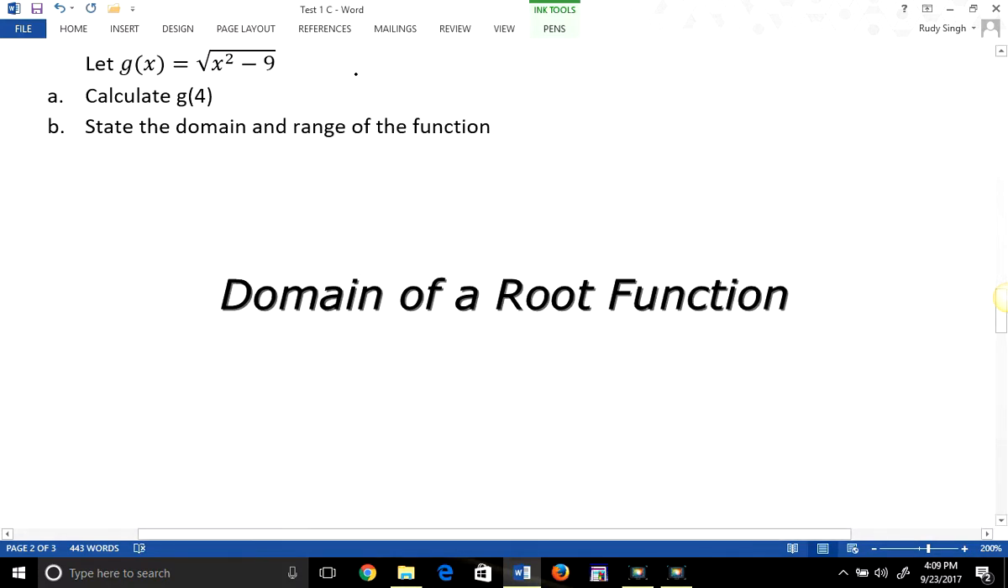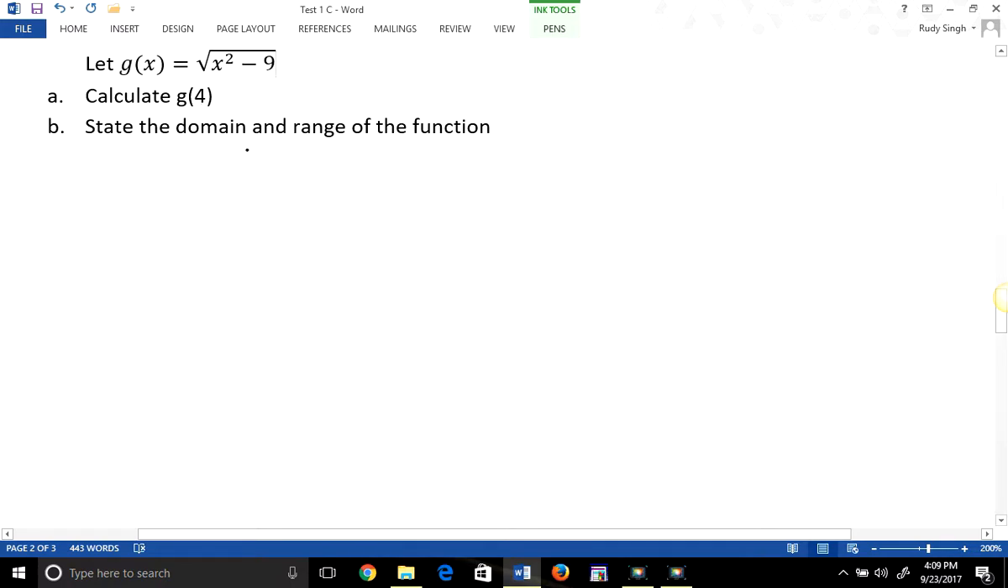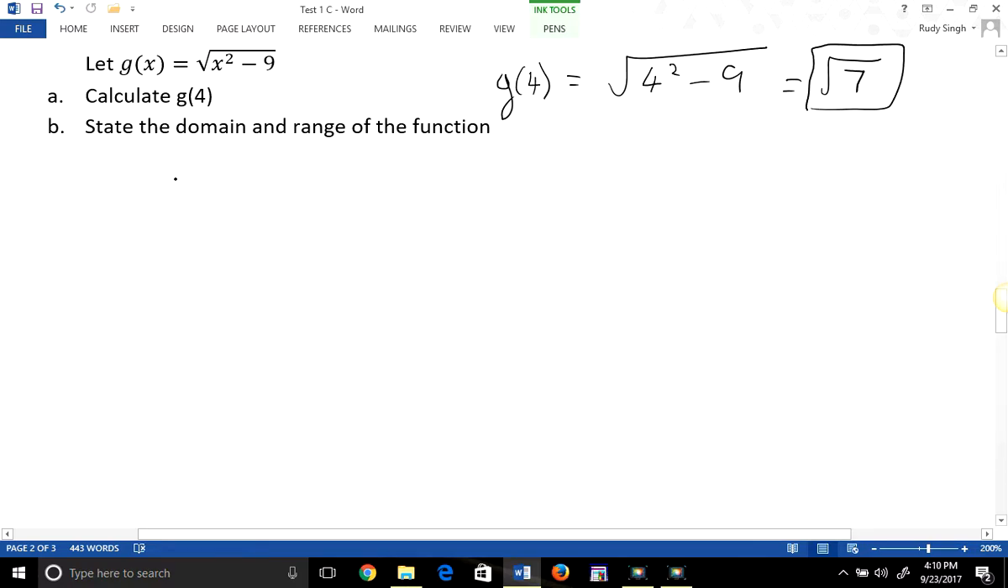So here we have a similar problem. We have g of x is the square root of x squared minus 9, and we want g of 4, and we want the domain and range of this function. So g of 4 is simply plugging 4 into that function. We get the square root of 4 squared minus 9. So plug in 4 for x. We get 16 minus 9 is 7. So that's the square root of 7. So g of 4 is the square root of 7. Now what is the domain and range of that function?